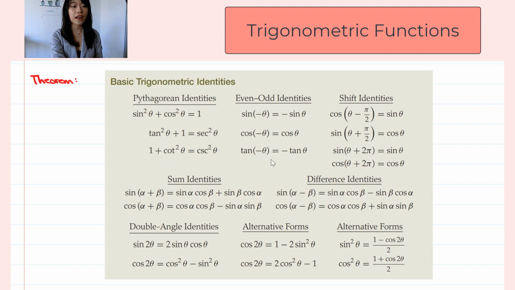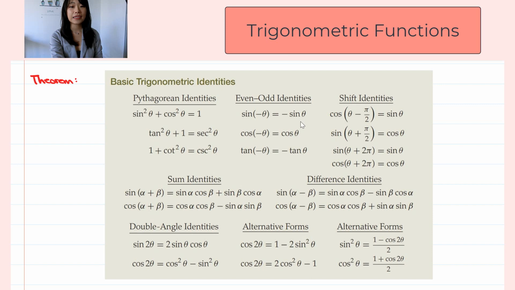Then there are the even and odd identities. We talked about the definition of even and odd functions in section 3. For an even function, when we put negative x into the function, the output is the same as if we put x into the function. And an odd function is when we put negative x into the function and we get negative of f of x.